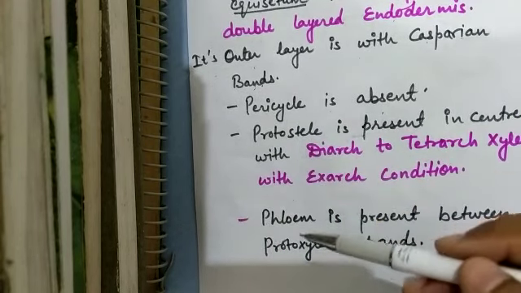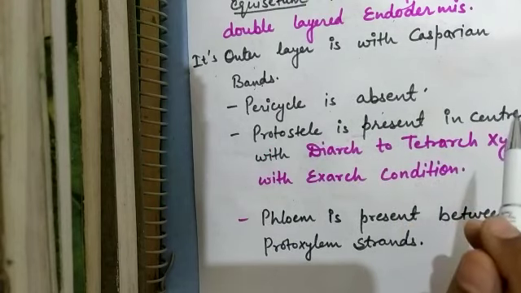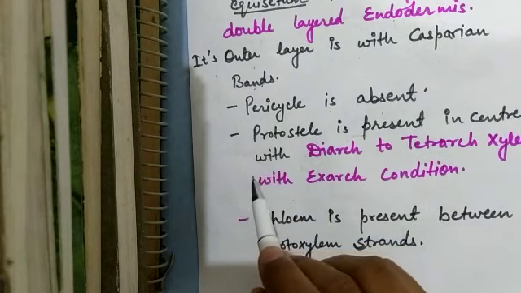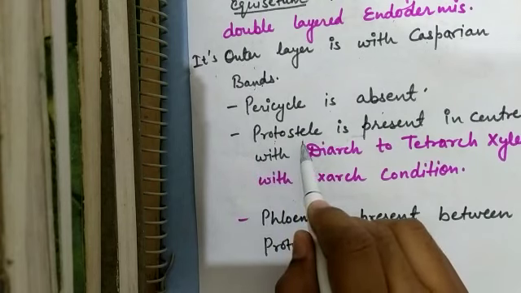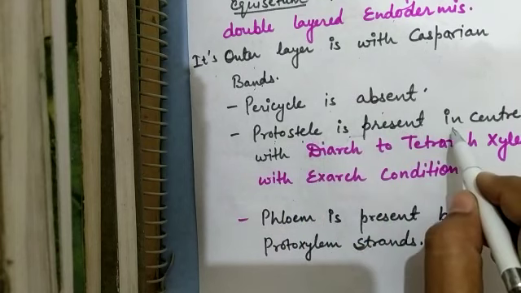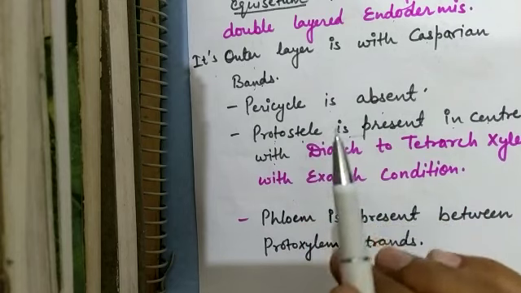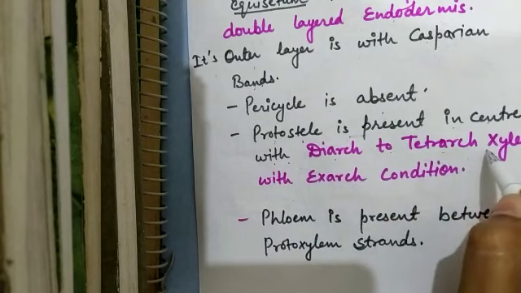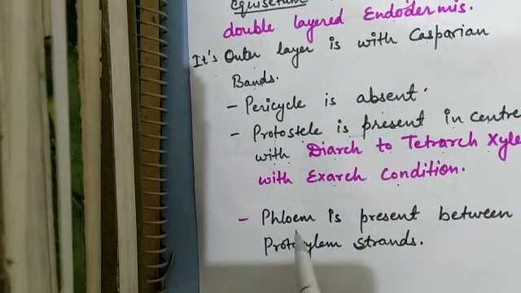After the endodermis and pericycle, there is the stelar region in which xylem and phloem are present. The arrangement of xylem and phloem is in the form of protostele. Protostele means a simple type of stele in which xylem is present in the center and the phloem is present outside this. The xylem in the center is in diarch to tetrarch condition and with exarch condition. I will tell you now. And the phloem is present between the protoxylem strands.